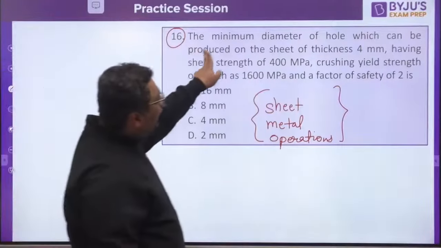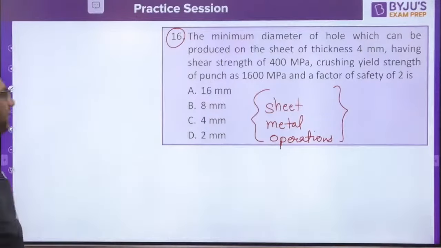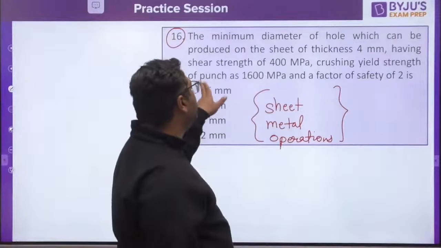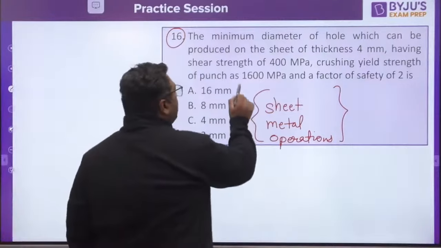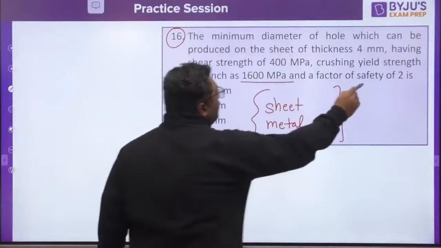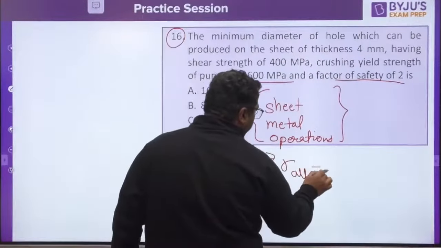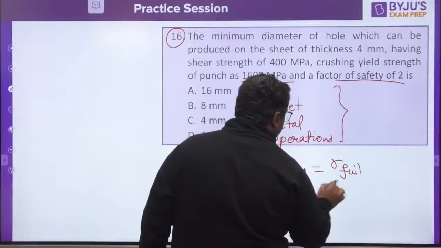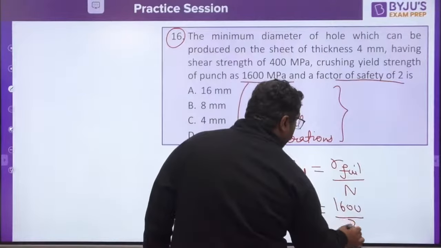So the minimum diameter of hole which can be produced on a sheet of 4 mm thickness, having shear strength of 400 MPa, crushing yield strength of 1600 MPa. So it is mentioned that the factor of safety is 2. When factor of safety is already mentioned, first of all, this is for the punch, you are having 1600 MPa. So when you use the factor of safety, sigma allowable is sigma failure upon n. So this is going to be 1600 divided by 2. It is 800.